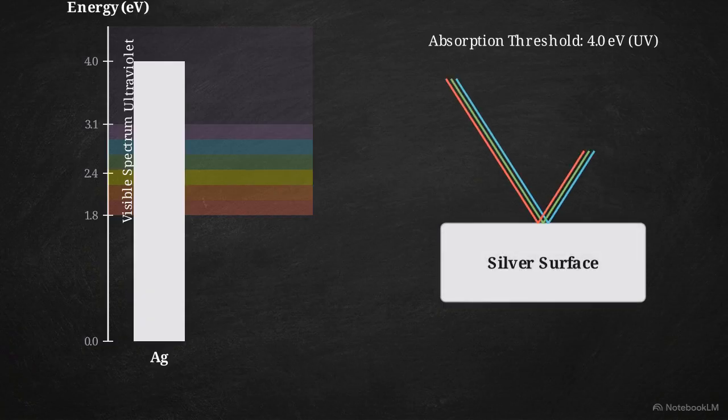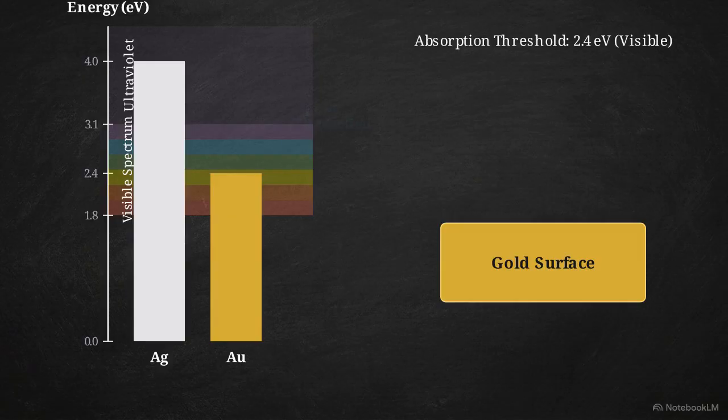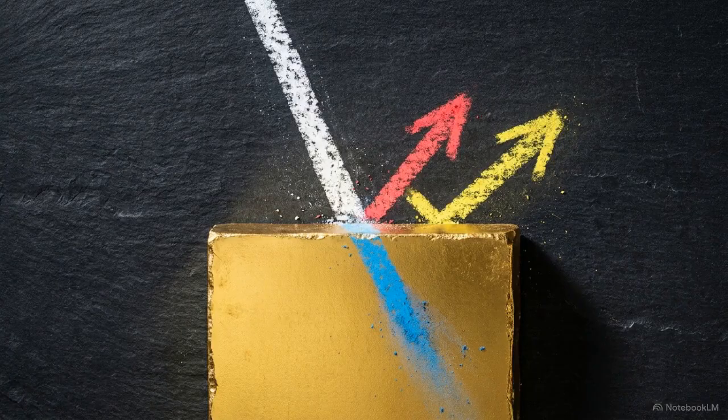That places its absorption threshold deep in the ultraviolet region, leaving it to reflect all visible light uniformly as a white, silvery mirror. By comparison, gold's energy bands are severely crushed together, shrinking the gap down by an enormous 1.6 electron volts and dragging the absorption threshold directly into the visible spectrum.